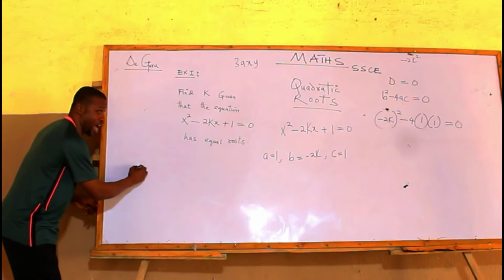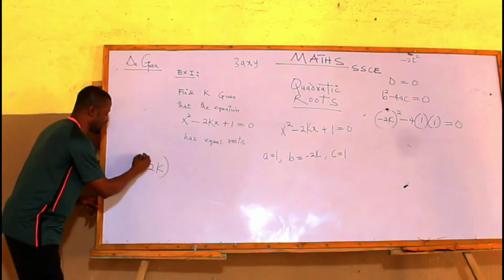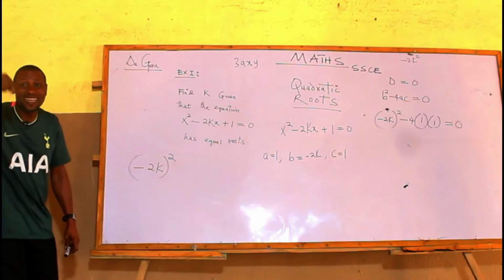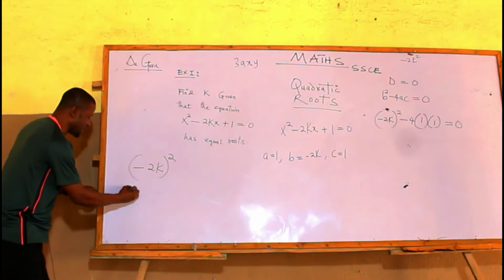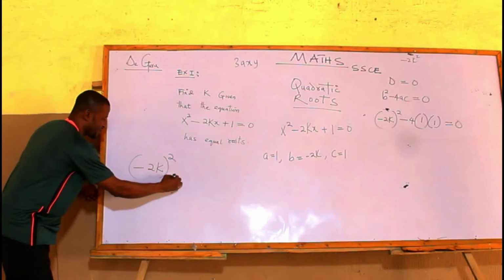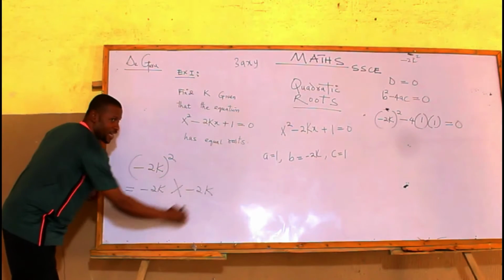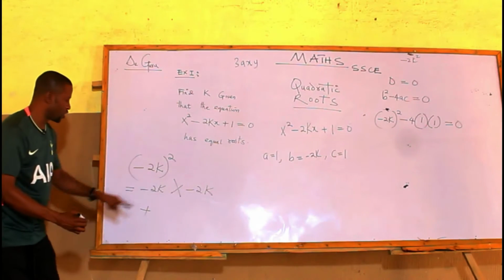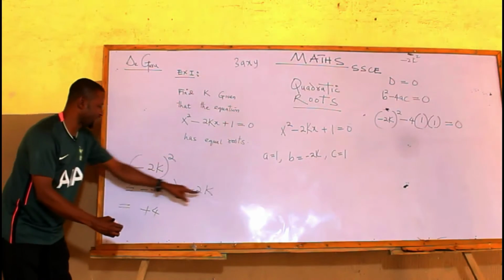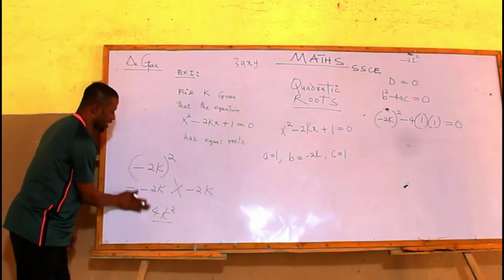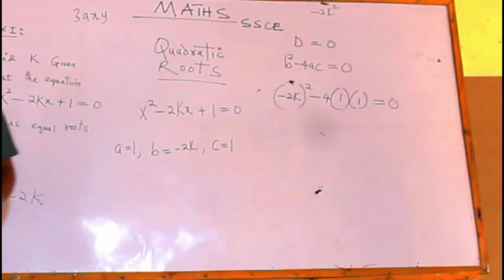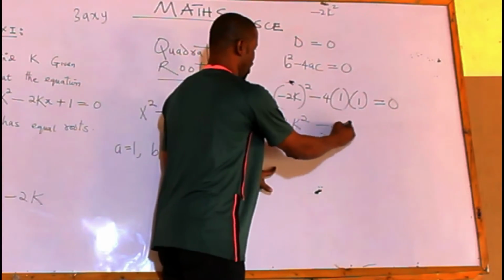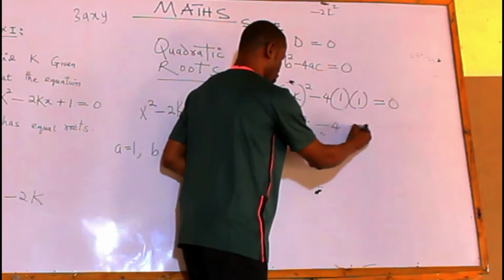Watch. You have minus 2k raised to the power of 2. In maths, anything raised to the power 2 means that thing times itself. So this means minus 2k times minus 2k. Are you with me? Now, minus times minus is plus. 2 times 2 is 4. k times k is k squared. That is 4k squared. Are you okay with that? So I will write here now: 4k squared minus 4 equal to 0.